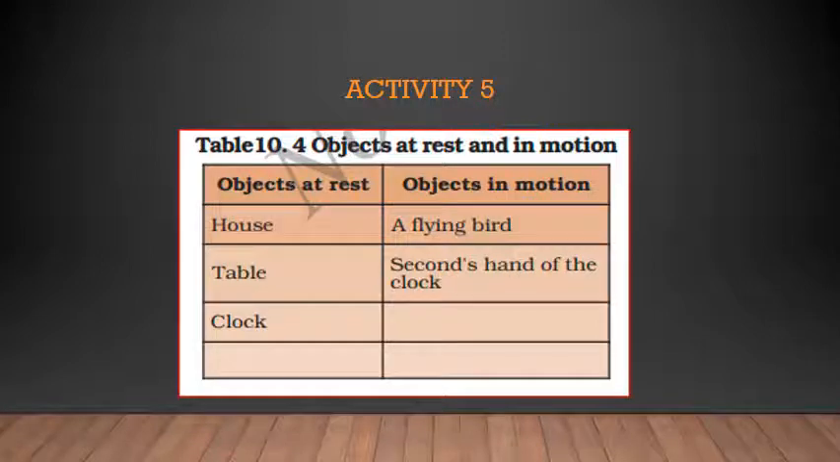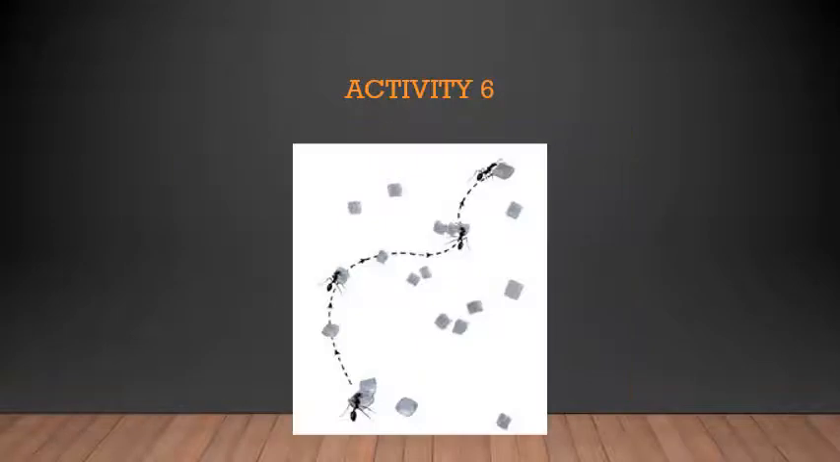You might have noticed that the bird is not at the same place after some time, while the table is at the same place. On this basis, you may have decided whether an object is at rest or in motion, isn't it? Next, let us look at the motion of an ant closely. That comes along with activity 6.